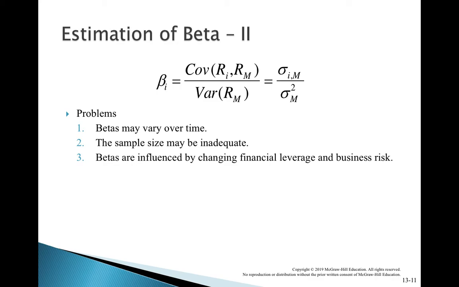Betas are influenced by changing financial leverage and business risk. Once the business risk changes, the financial leverage will change, operating leverage will change, and the beta will change.